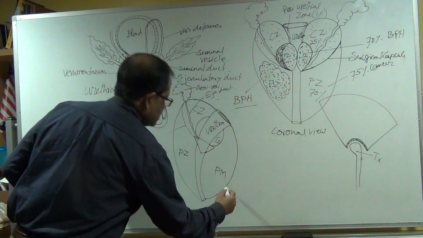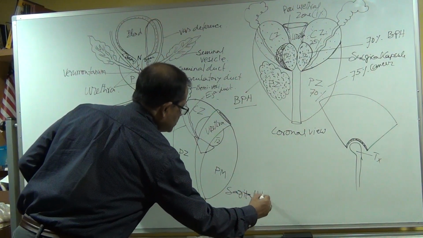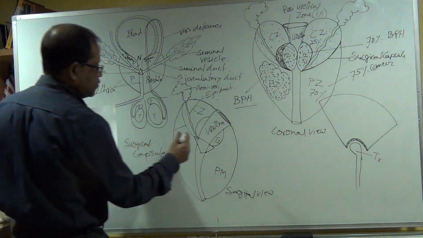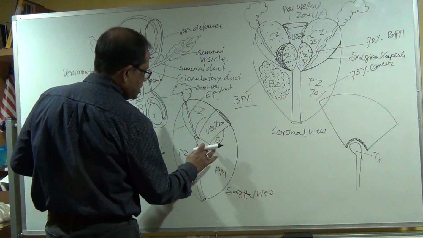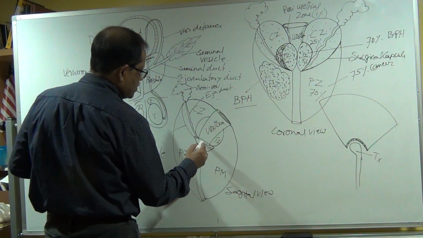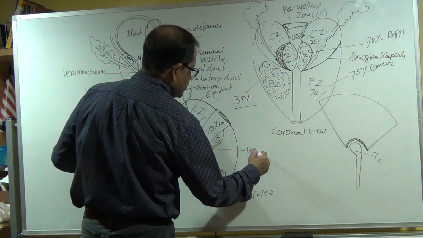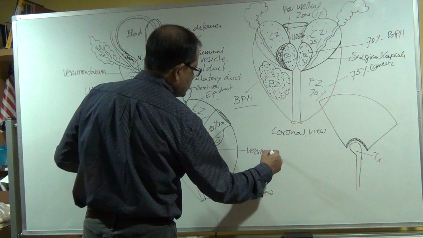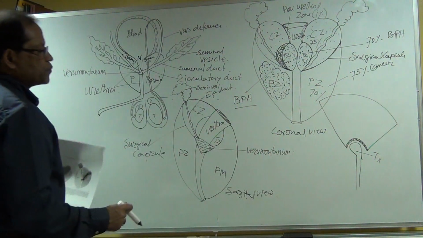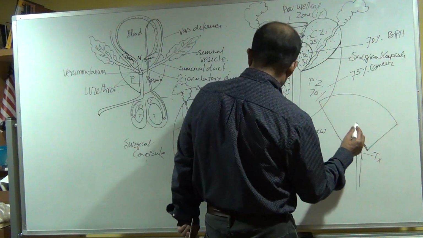So this is the sagittal view. Okay, this is the verumontanum, this area. Okay, here I forgot to show you.